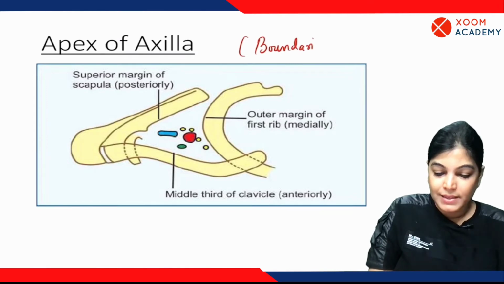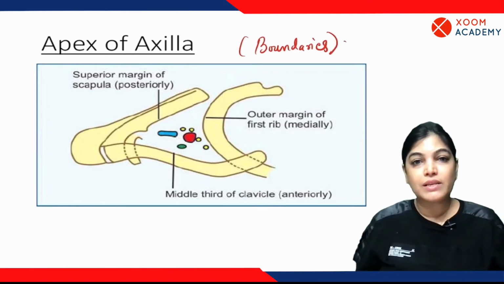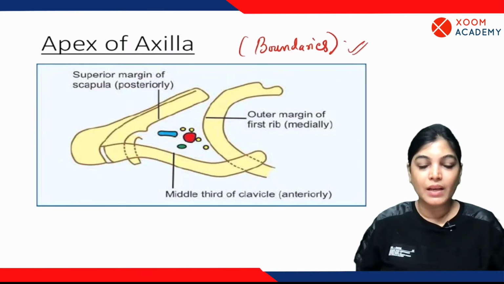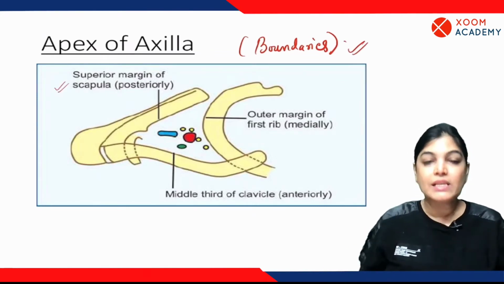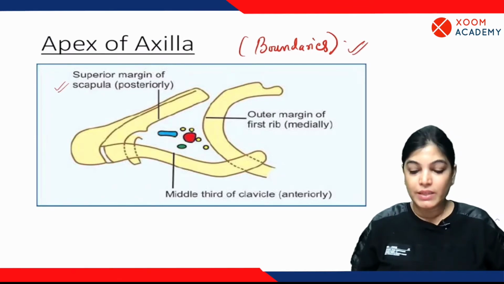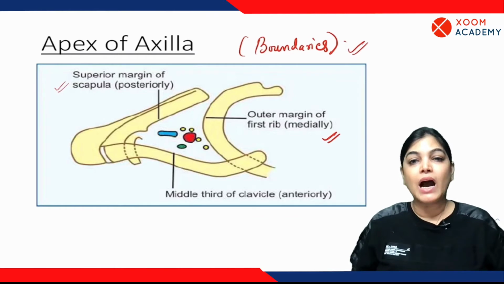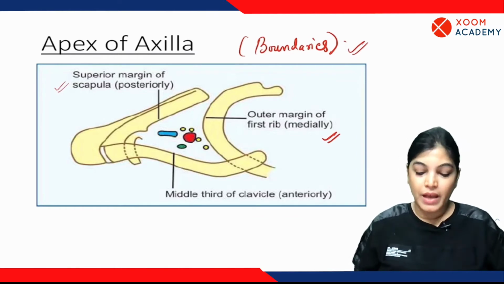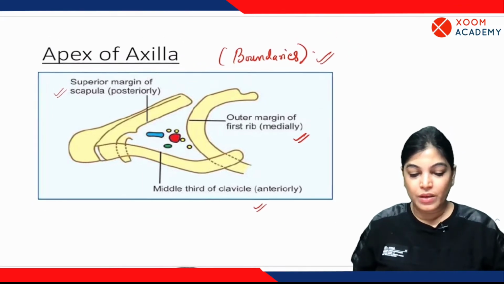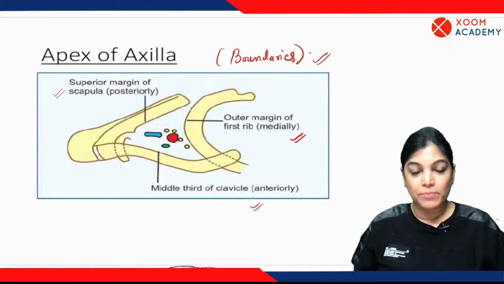Boundaries of axilla. For that, firstly I would like to explain the boundaries of the apex of the axilla. Here it is bounded posteriorly by the superior margin of the scapula, medially by the outer margin of the first rib, and anteriorly by the middle one-third of the clavicle. So this is the boundary of the apex of the axilla.